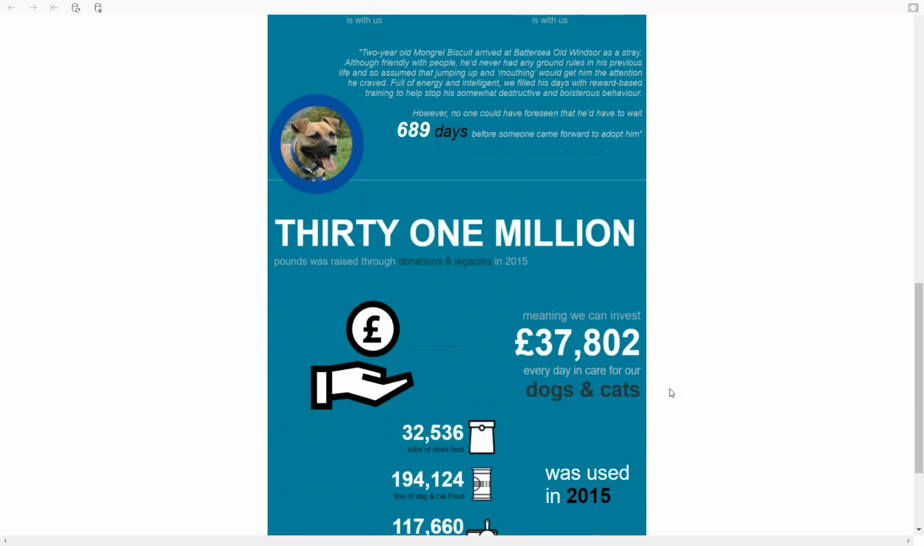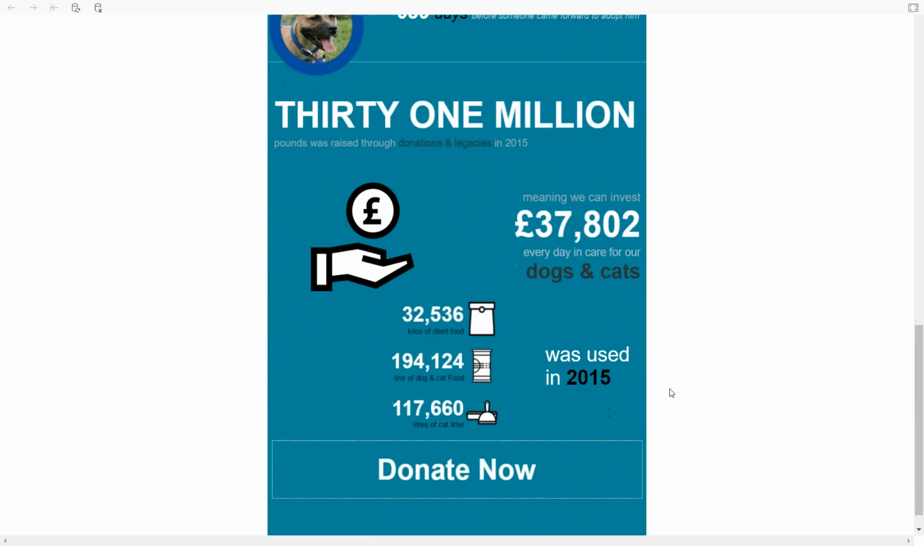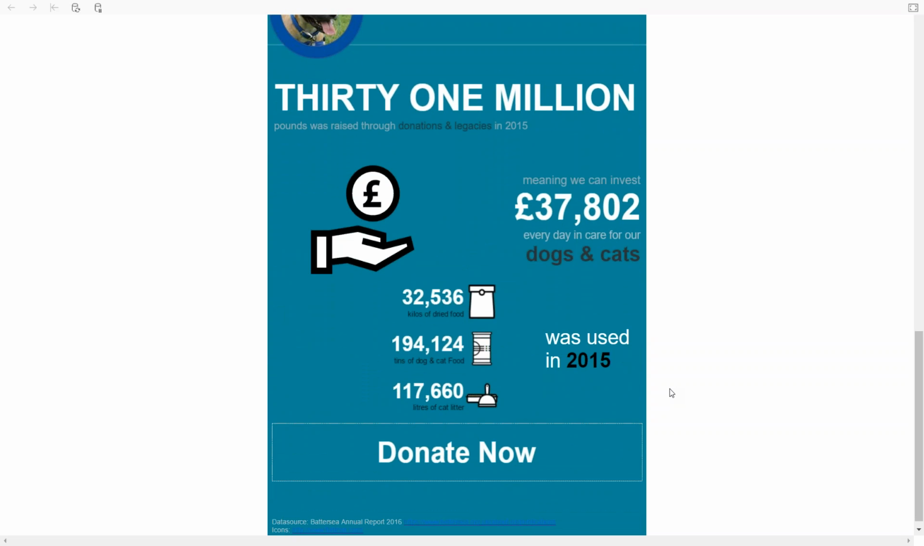And then just going down, a few more interesting stats. They've raised £31 million this year. This is 2015 data. They spent £37,000 a day on animal welfare. They raised £31 million in one year. Yeah, that's through donations and legacies. That's crazy. My understanding is the legacies, they might not actually be collecting them now. They might be secured in wills for future years. Sure.